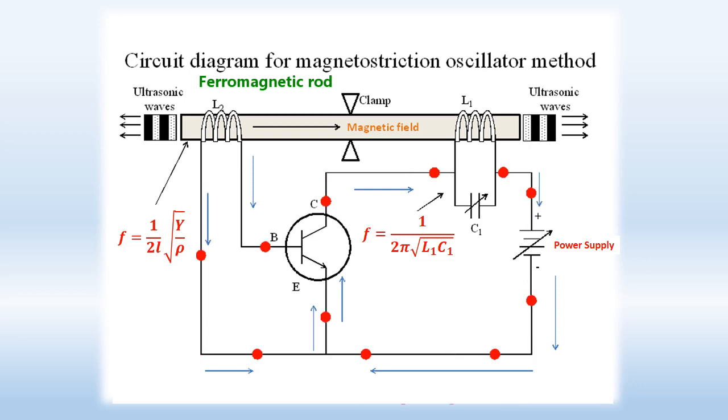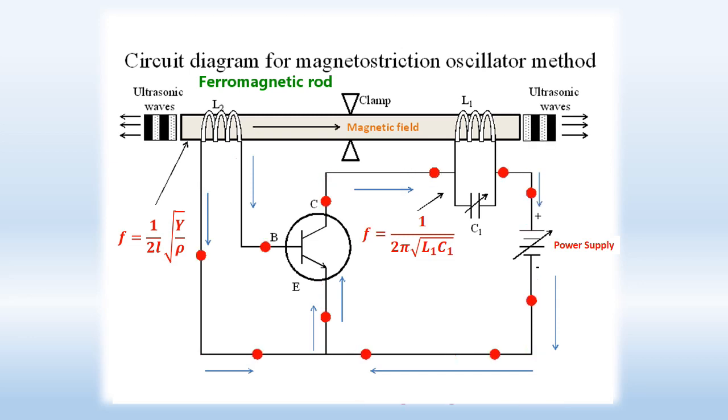When the battery is switched on, the circuit oscillates with the frequency f = 1/(2π√(L1C1)). This alternating current flowing through the coil L1 produces an alternating magnetic field along the length of the rod. This results in magnetostriction effect, that is, the rod starts vibrating due to magnetostriction effect.